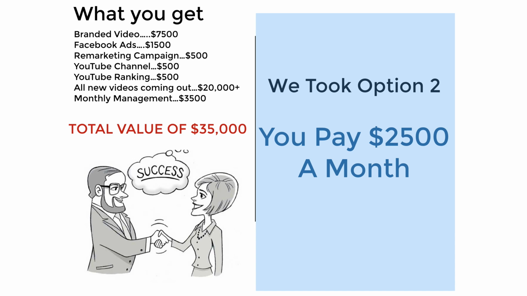But our fee to run this whole system with the videos, all the targeting, all the remarketing ads, YouTube channel, YouTube ranking, Facebook, new videos, monthly management, that comes to be $2,500 a month. Okay. Some of the questions that a lot of people have are, and I can see them. So question 1 is usually, how do we report? How do we make sure that you know that it's working?